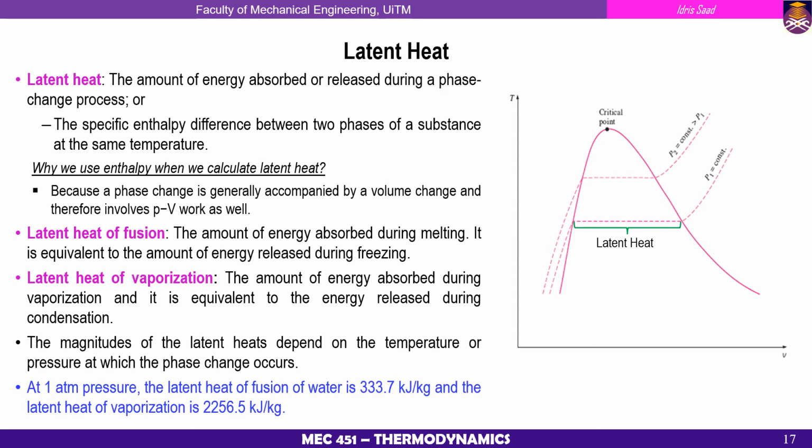Because of that, we have two types of latent heat. One is fusion and the other one is vaporization. Latent heat of fusion is the amount of energy that is absorbed during a melting process. It is also equivalent to the amount of energy that is released during a freezing process.